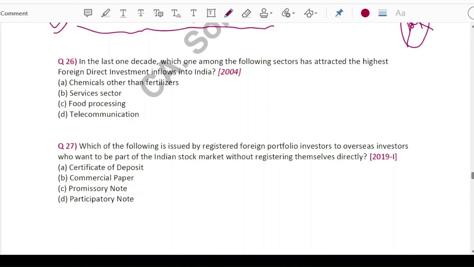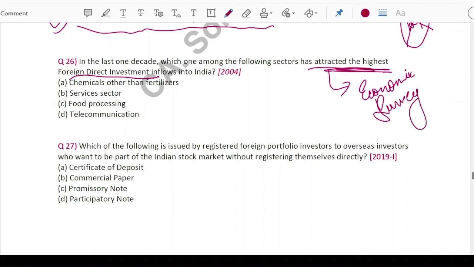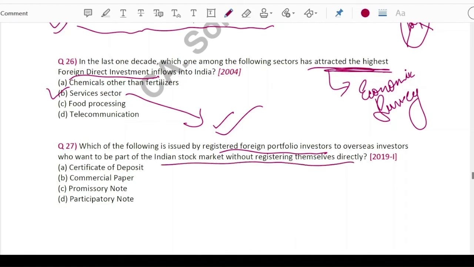Question number 26. In the last one decade, which one among the sectors has attracted the highest FDI inflows into India? Here, in the coming economic survey, you need to focus on it. Here the answer is B. Currently also this sector is receiving the highest FDI. Now coming to question 27, which one of the following is issued by the registered portfolio investors to overseas investors who want to be part of the Indian stock market without registering themselves directly? Here the answer is D, that is participatory notes, but we will cover all these in the next video, including external commercial borrowing as well.